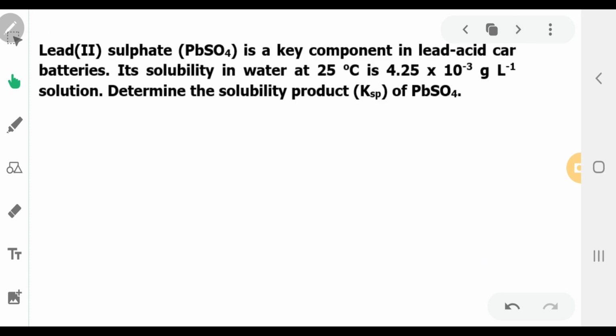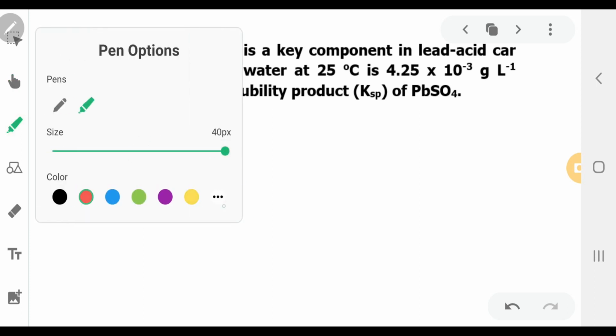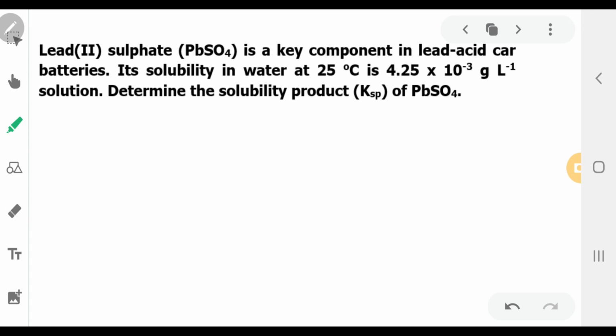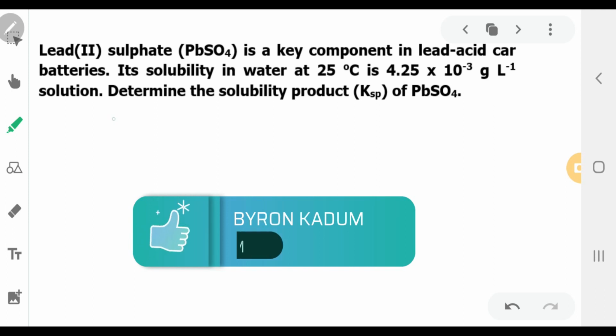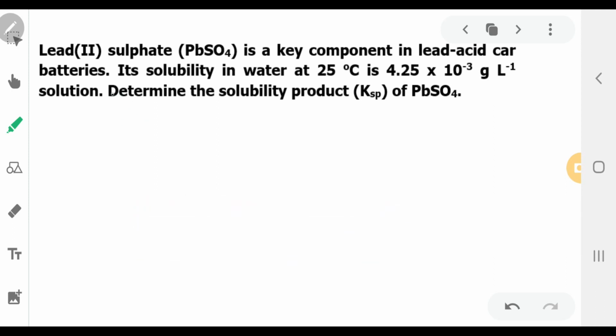Let's try one example over here. This is the first example we're going to try. As usual, before you want to do anything, it's better for you to identify what the question wants so that you would be able to know where you are headed and what sort of calculation tools you need to be using. The question wants you to determine the solubility product KSP of lead sulfate.